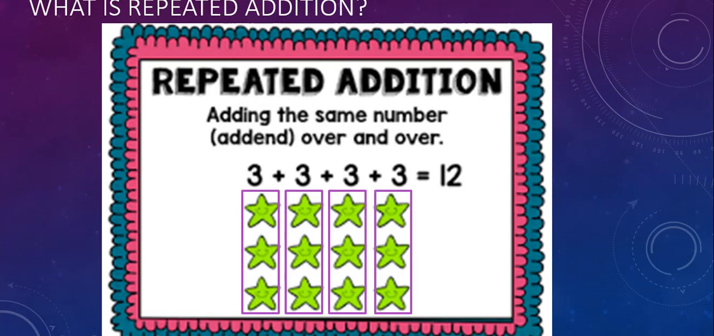Now we're moving on to repeated addition, and remember that repeated addition is when we add the same number over and over and over. In this picture, we have 3 plus 3 plus 3 plus 3, and that equals 12. We have 4 groups here of 3, so that's why we have 3 plus 3 plus 3 plus 3.